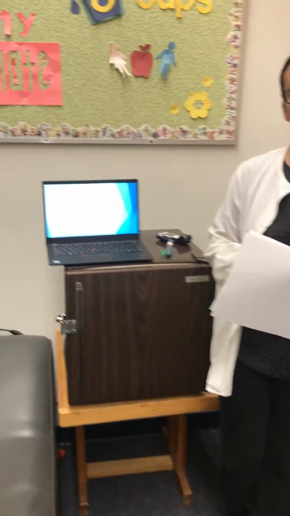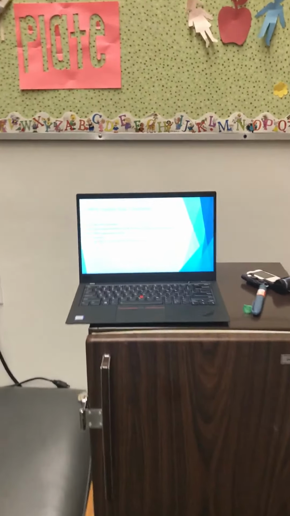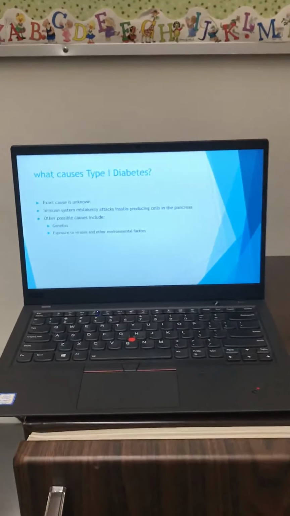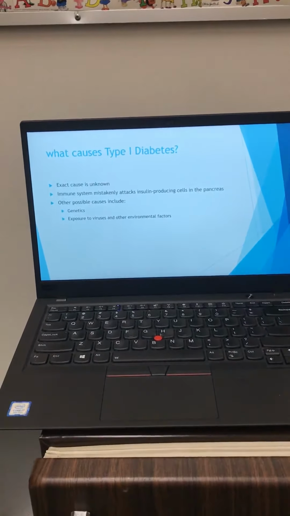What causes type 1 diabetes? The exact cause is unknown. The immune system mistakenly attacks insulin-producing cells in the pancreas. Other possible causes include genetics or exposure to viruses or environmental factors.